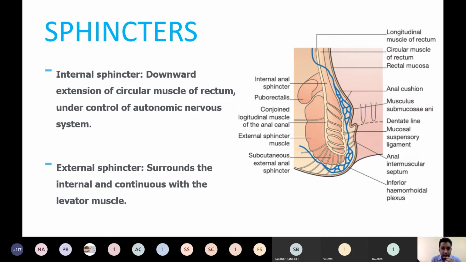It's also worth noting the sphincters anatomy. So we've got internal sphincters and external sphincters. External sphincter again has 3 parts: deep part, superficial part, and subcutaneous part. The external sphincter is the one which is under voluntary control. And then we've got internal sphincter, which is nothing but downward extension of circular muscles of rectum, which is under the autonomic nervous system control.